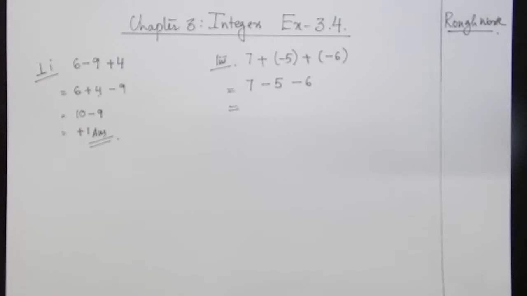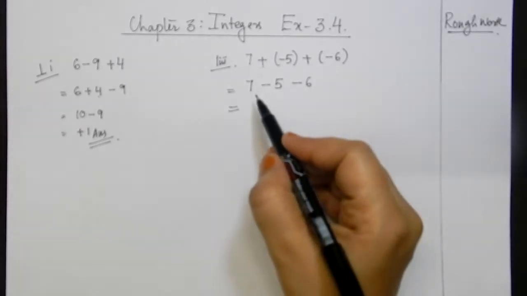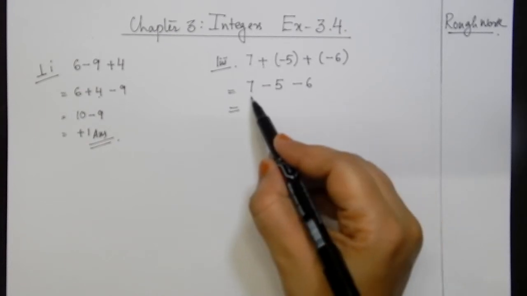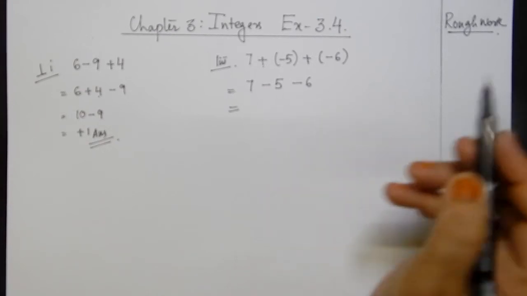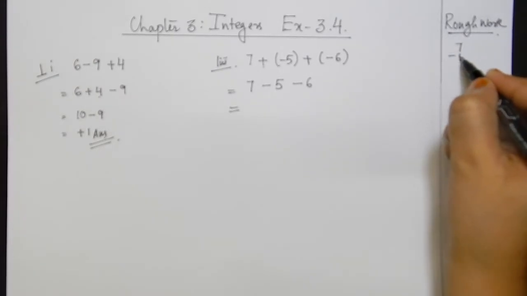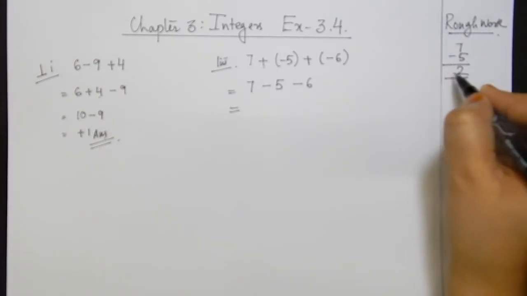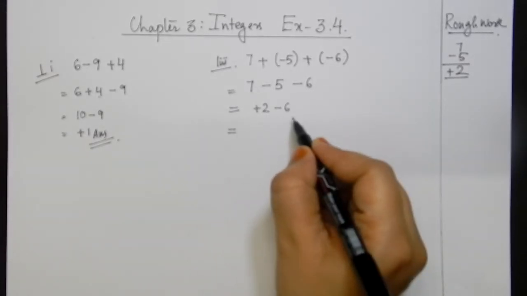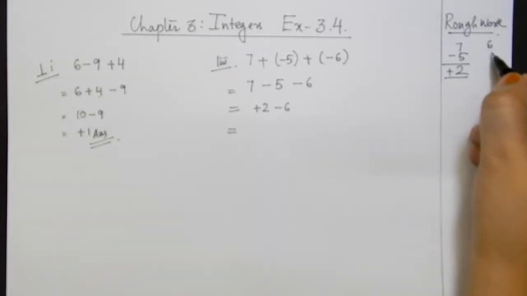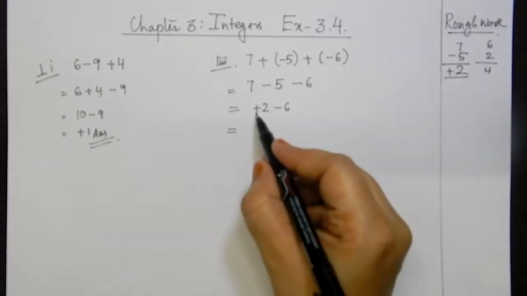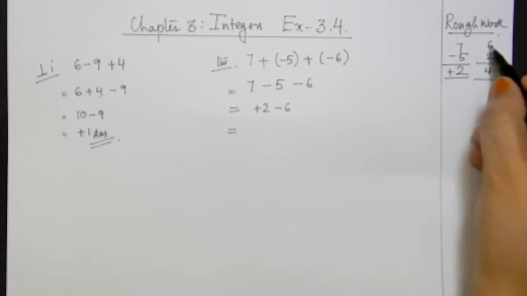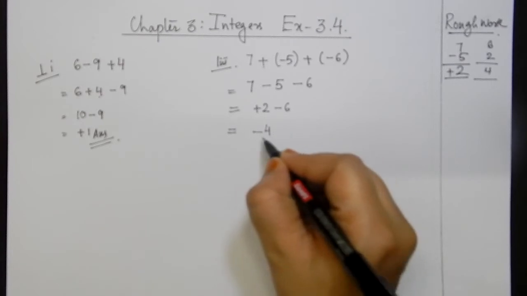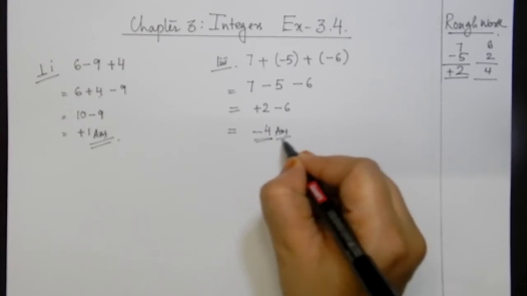So now we can do it in two ways. Either we subtract step by step, or we add all the negative numbers first and then we subtract from the positive numbers. Let us do it step by step first. 7 minus 5 will give you plus 2. So that is plus 2 minus 6. So plus 2 minus 6 means subtraction. Why subtraction? 1 plus 1 minus, that is why subtraction. 6 minus 2 is 4 and the greater number is minus, so my answer is also minus.